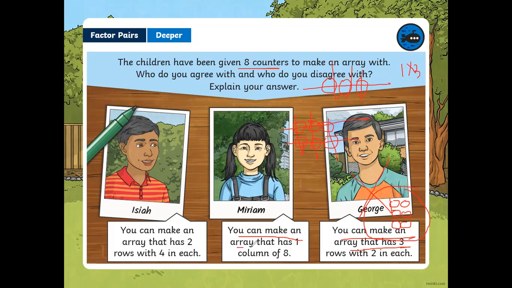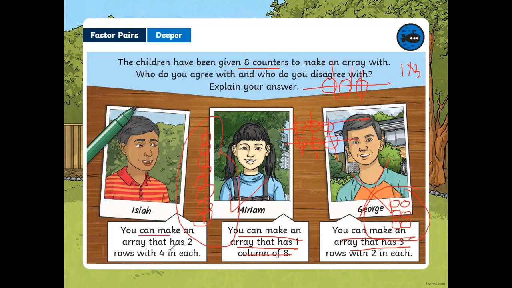Miriam says you make an array that has 1 column of 8. 1 column means the column goes downwards. So 1 column of 8: 1, 2, 3, 4, 5, 6, 7, 8. So your 8 counters will go in. 1 times 8.